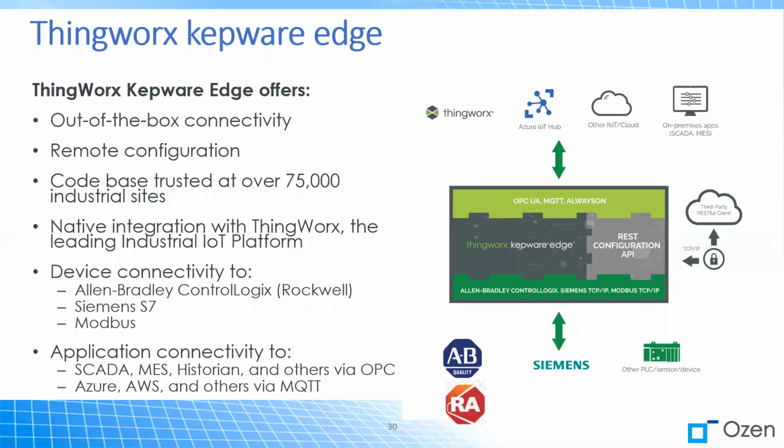Let's say you have the AB PLC controller or Rockwell Automation or Siemens or any other PLC and sensor. It can read that data, and then it can transfer it to either Thingworx or Azure or other IoT clouds, or even on-premise apps like SCADA, MES, or anything else. So it's pretty much like a global language.